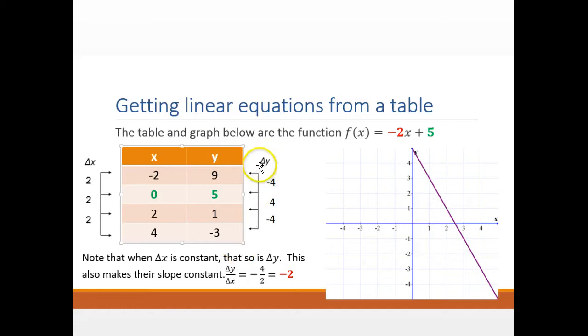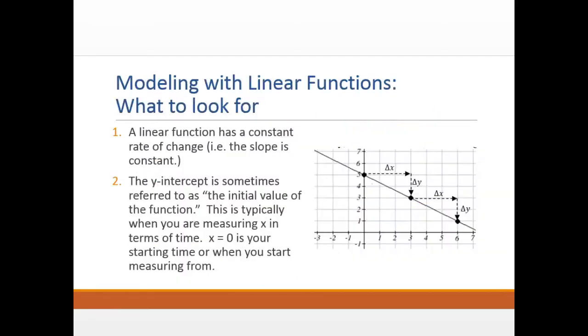So again, your slope is change in y over change in x. So negative 4 over 2 is negative 2. So my function is f of x equals negative 2x plus 5. And again, we can get all of this from our data table.